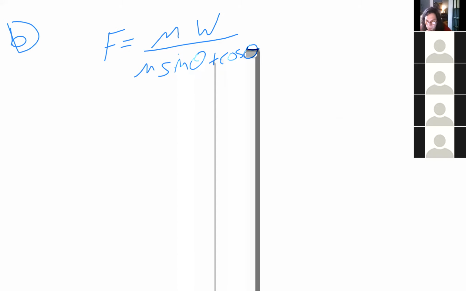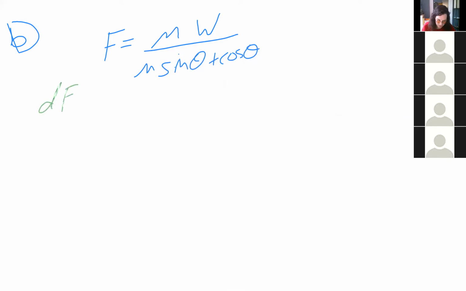So if I want to minimize this equation, the equation for the force in terms of theta, then what I need to do, think about where a function is equal to a minimum or maximum. That's when the derivative is equal to 0. So if I want to minimize it with respect to theta, then what I need to find is the derivative of my force equation with respect to theta.